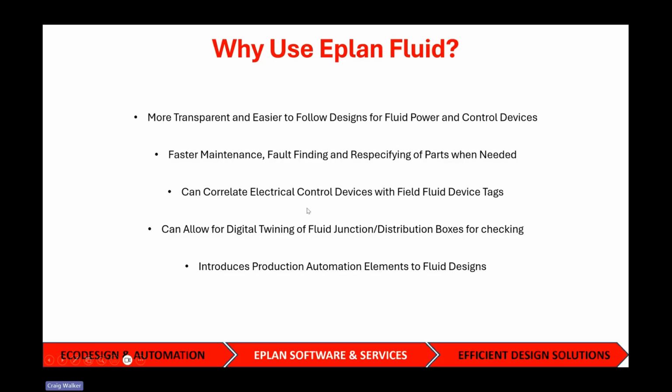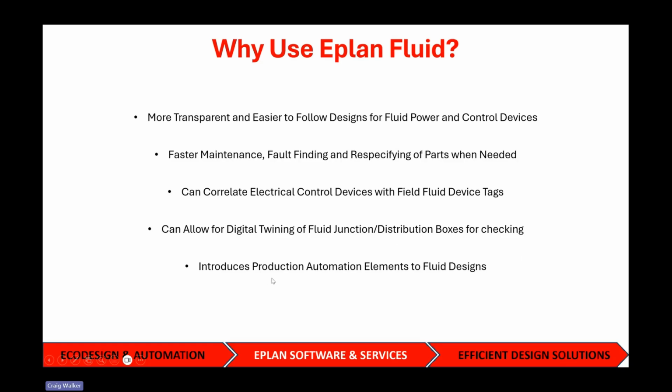It allows for digital twinning, the Pro panel side of this, for fluid junction distribution boxes for checking, and this is mainly for space checking. What space do I need? What size box do I need? How much am I going to fit in it? Have I got the connections pretty aligned and laid out in the way I want to? And it can produce nice 3D graphics there.